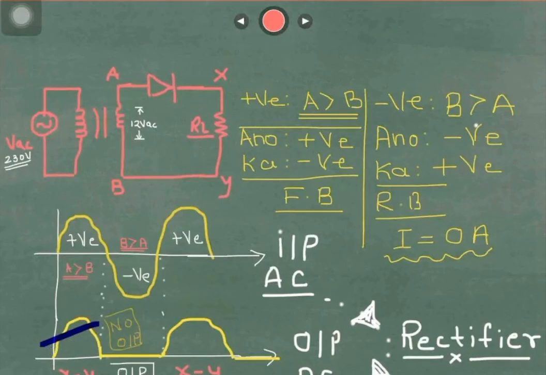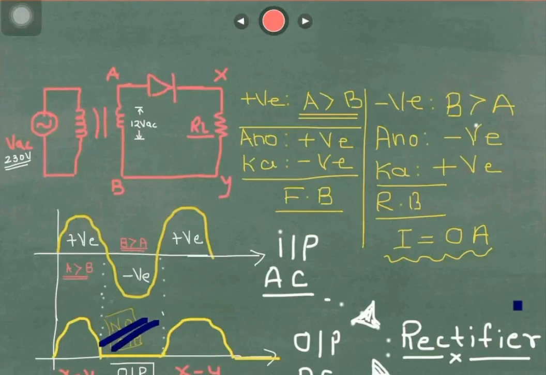Now, what will happen during the negative half cycle? At the top of this negative half cycle, we have written that terminal B will be positive with respect to terminal A, and the diode will become reverse biased. As soon as the diode becomes reverse biased, there is no current through the circuit, and as you can see in the output cycle, since there is no current, the output will become 0.